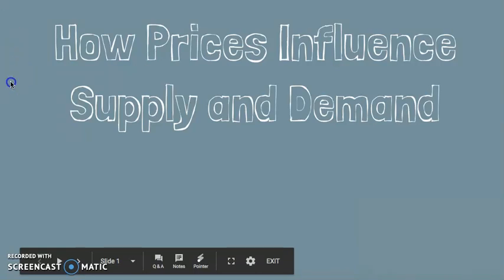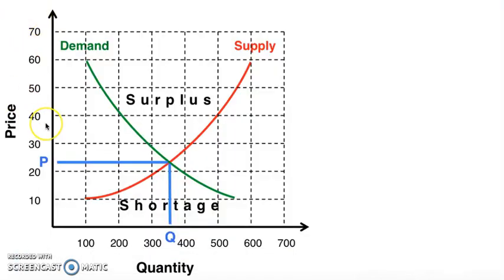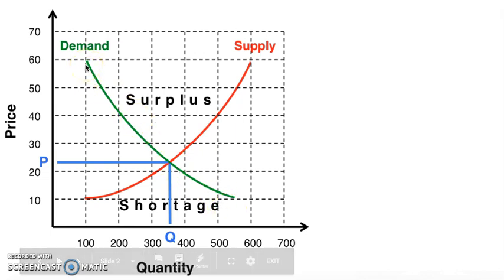What we are going to look at first is how price influences supply and demand. To start out, you should already know how to analyze this supply and demand curve chart. If you look at the green line here, again, that is demand. That means how many people would like to purchase an item.